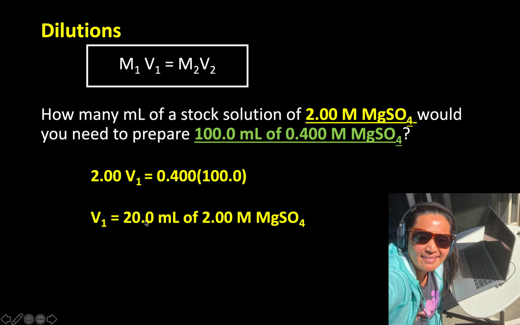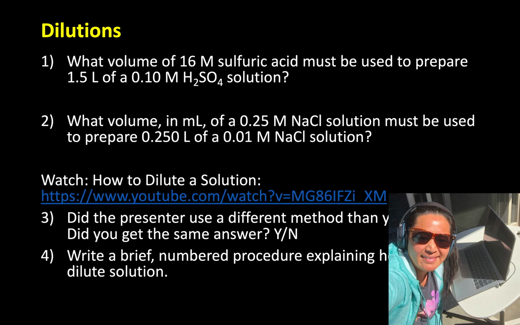Now if we look at these numbers, they should make sense. So 20 milliliters of the concentrated solution has the same number of moles as 100 milliliters of the weak solution. So that does make logical sense. So I'd like you to try some problems on your own and watch a video and answer some questions. So pause the video and watch the other video.